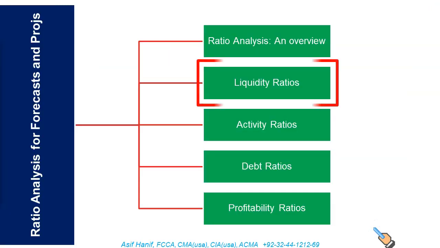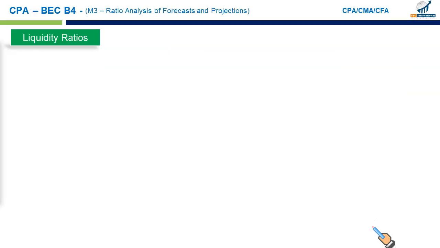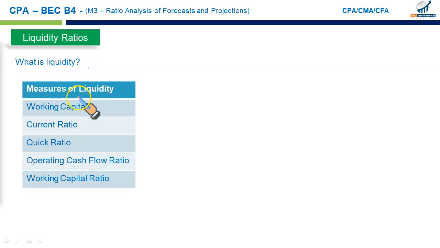So the next subunit is the liquidity ratios. We have done this in detail. Liquidity measures the business's ability to pay its current obligations as they become due. So it basically measures your short-term solvency, whether the business will be able to pay off the current obligations as they mature. We have these 5 measures of liquidity: working capital, current ratio, quick ratio, operating cash flow ratio, and finally the working capital turnover ratio.